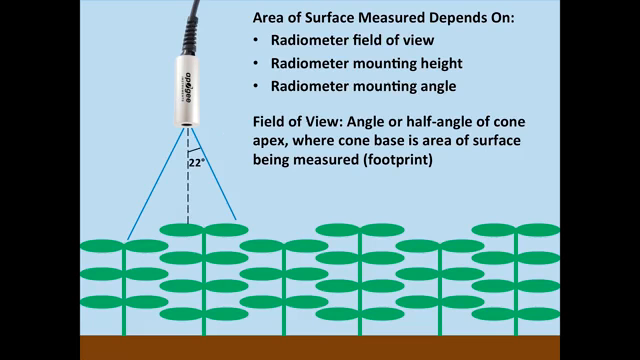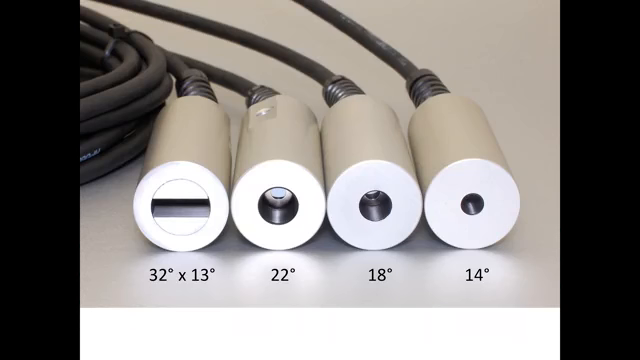So companies should specify what the field of view of the radiometer is. In this example, it's a 22-degree half angle or a 44-degree full angle field of view. This slide shows multiple different models that are available from Apogee Instruments, and it lists their fields of view.